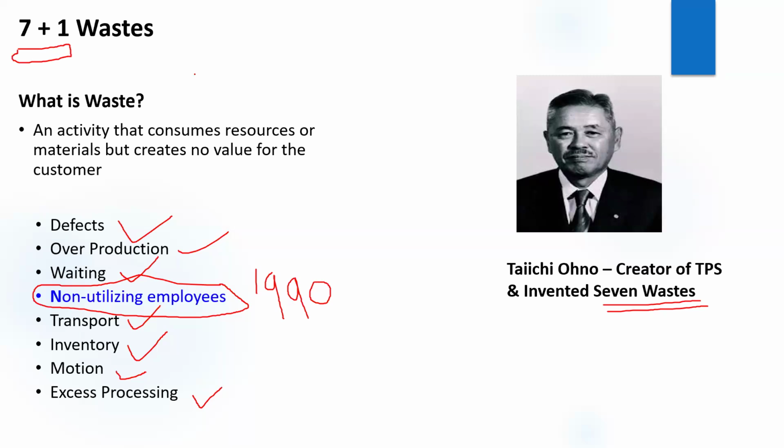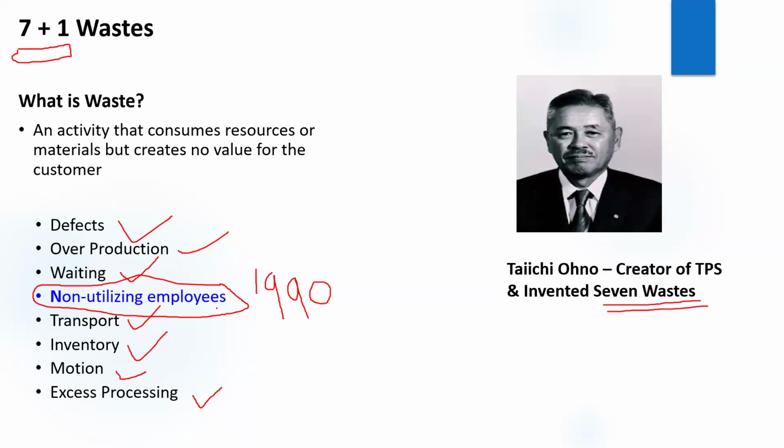So now it is called 8 waste, but I normally write it as 7 plus 1 waste, because 7 is the original waste identified by Taiichi Ohno, and this one highlighted in blue color was added later, I think in the 1990s by the Lean community. The 7 were identified by Taiichi Ohno. Now we discussed on day one, what is the purpose of any business?